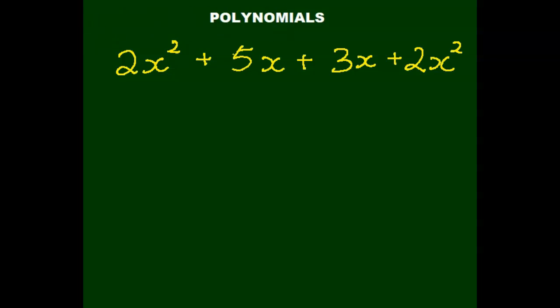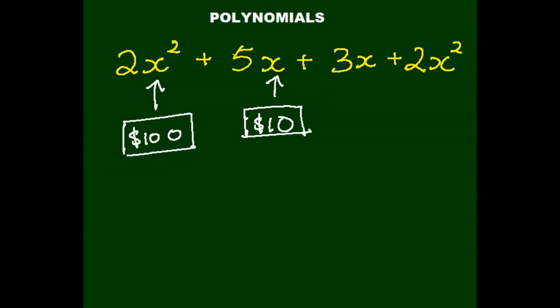When my students first start out adding and subtracting polynomials, what they were doing is they were adding up all these numbers. So they did 2 plus 5 plus 3 plus 2. You cannot do that. Note that x and x squared are not the same and you cannot add them together. So why not? Think about your x as being a $10 bill. 10 times 10, which is x squared, is 100, right? So let's think of that as a $100 bill.